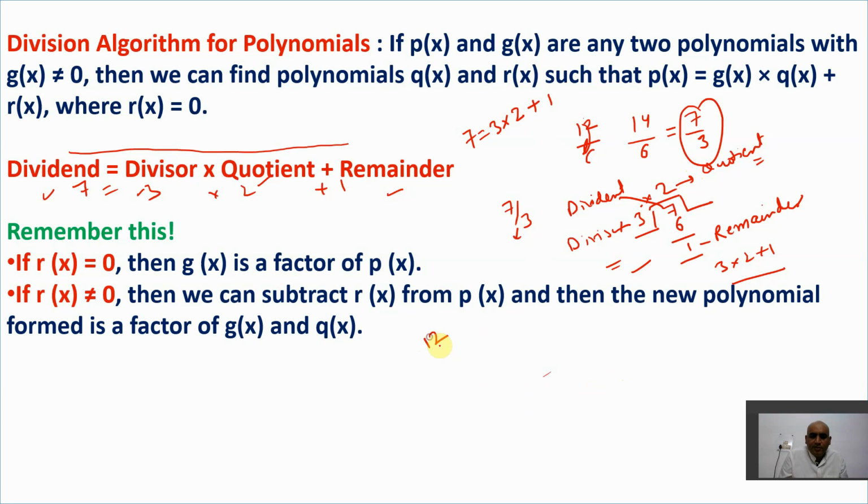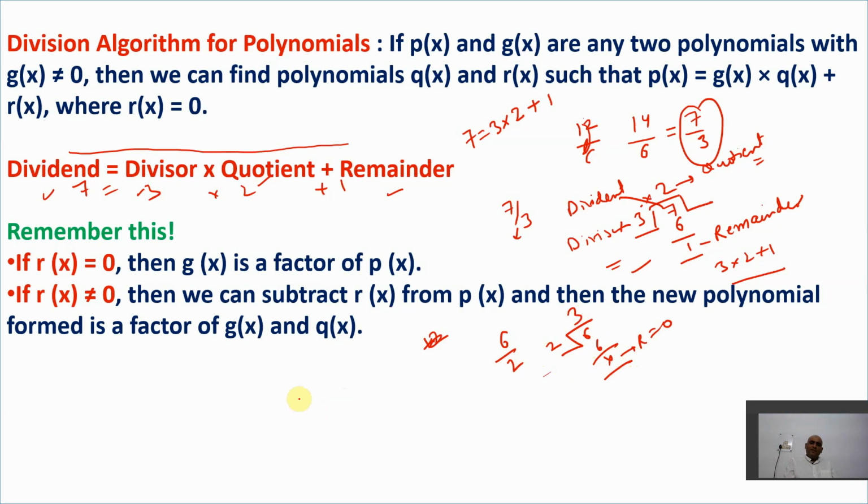I've taken, let's say here, 6 by 2. So this is 2, this is 6. 2 3s are 6. Now here, this number 2 exactly divides 6. That's why the remainder has become 0.